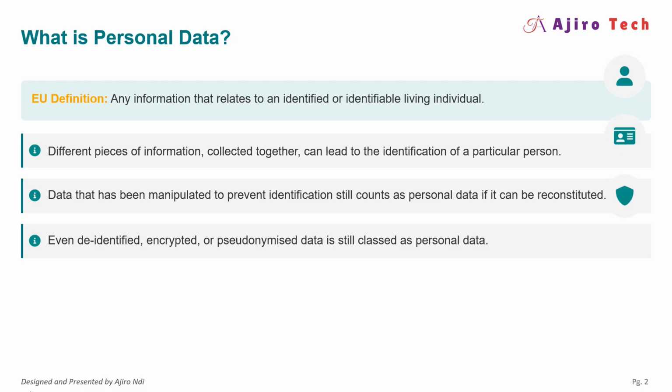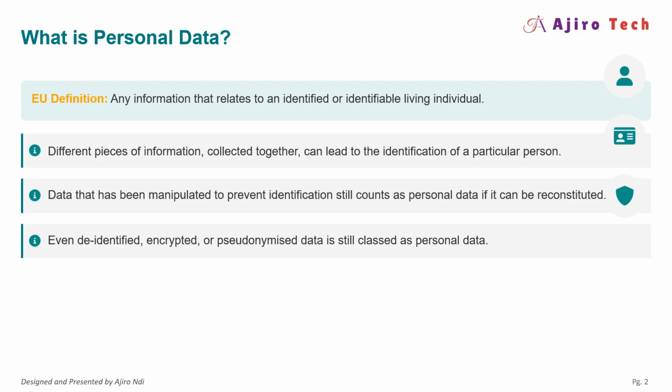So even if you have de-identified, encrypted, or pseudonymized data, it can still be classified as personal data. So anything that is relating to an identified or identifiable living individual, as long as it can be traced back to that person, is seen as personal data and should not be disclosed.